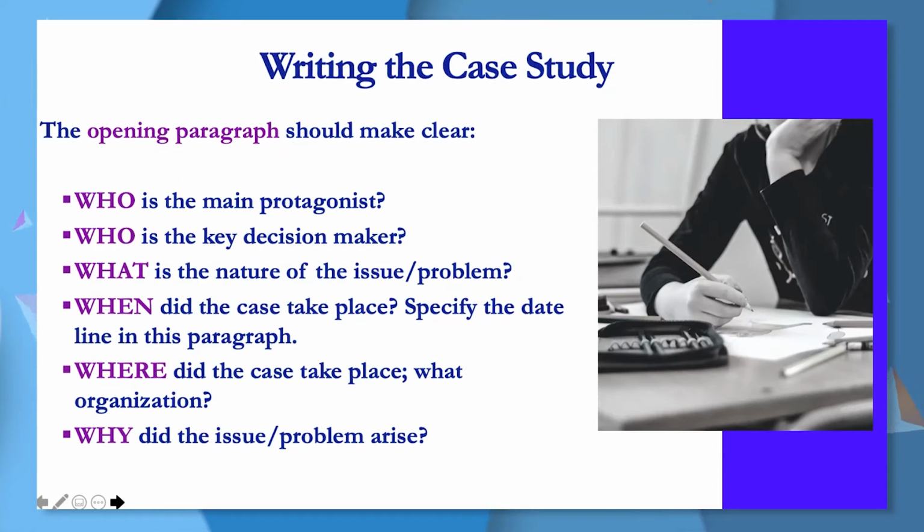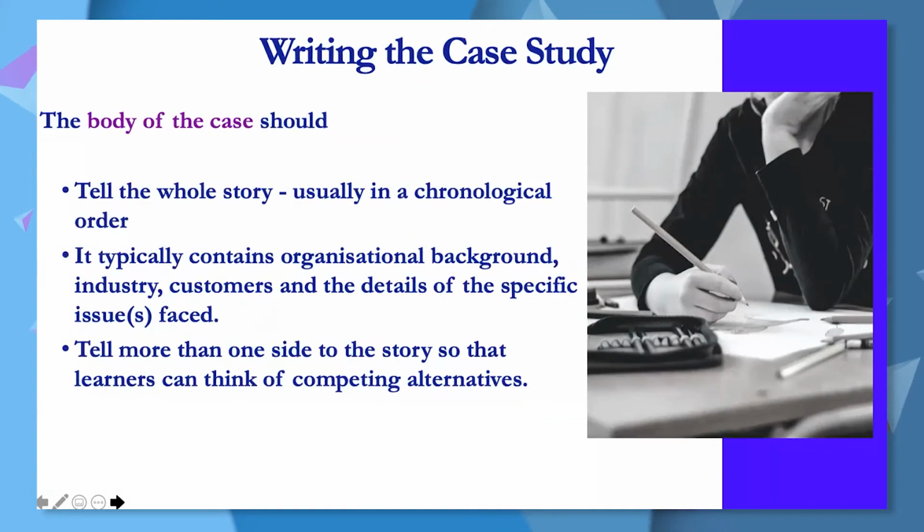So the opening paragraph should make it clear who is the main protagonist of the case, who is the key decision maker, what is the issue or the problem happening there, when did the case take place, more about the timelines, where did it take place, which organization, and then why a particular problem came up. The body of the case gives you an idea about the whole story.